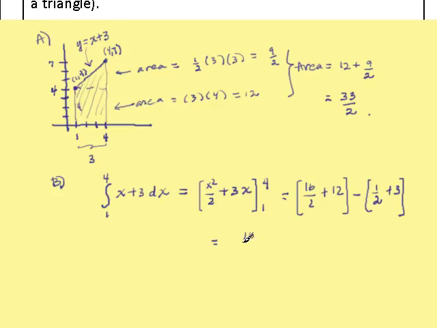So that's 16 over 2 plus 24 over 2 minus 1 over 2 minus 6 over 2. And this comes out to 33 over 2.